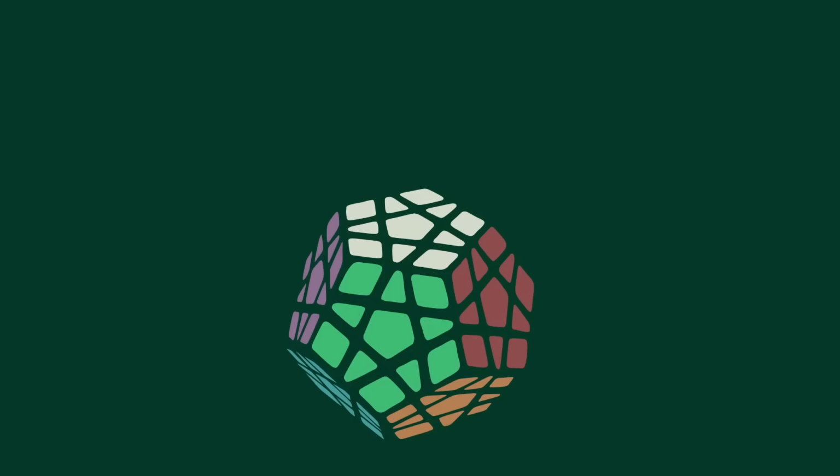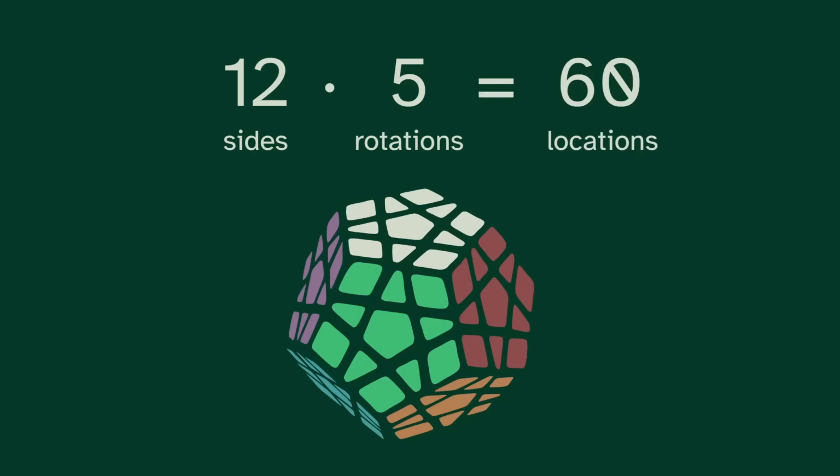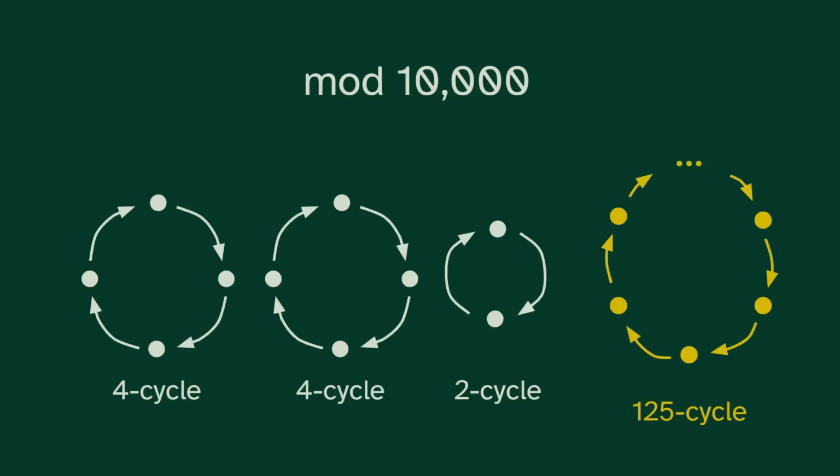But we can do this using the Megaminx. It has 12 sides with 5 rotations each and therefore has 60 locations, more than enough for mod 1000. Great! But if we try to take the next step up to mod 10,000, we'd need a 125 cycle, which even the Megaminx can't handle. So we've kind of hit a practical wall.